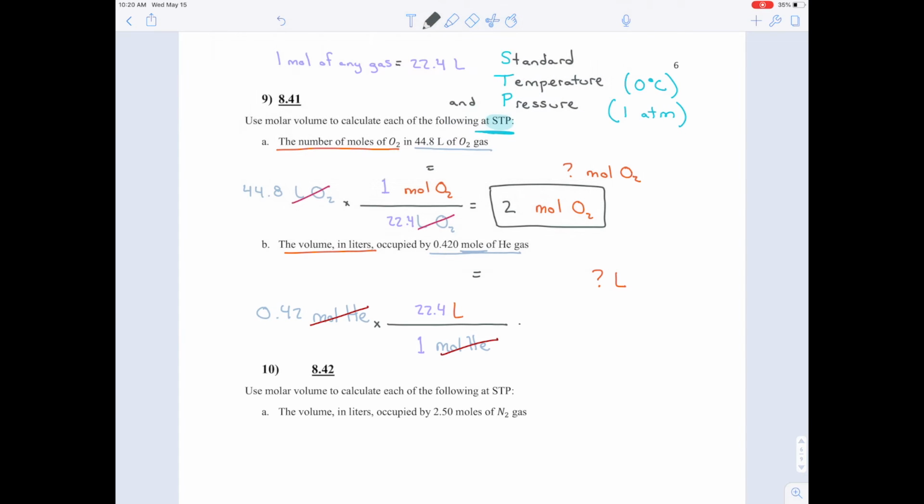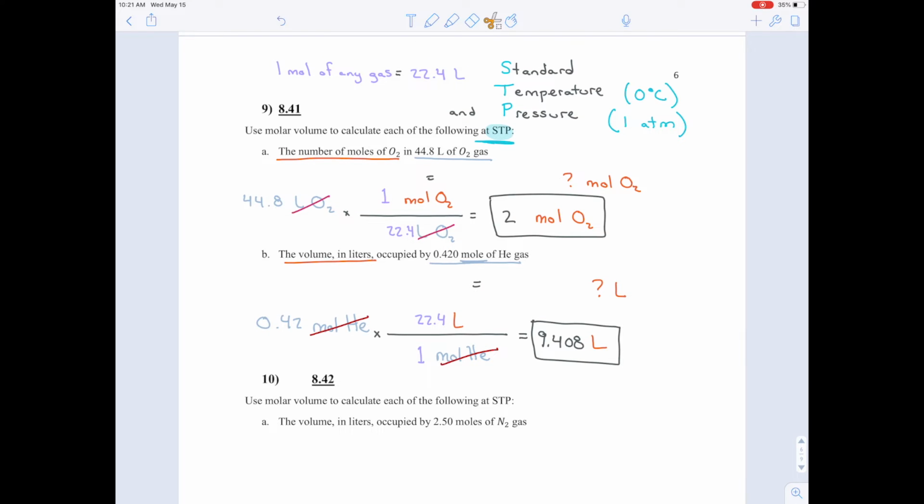And we will be left with liters, which is exactly what we wanted. That's the unit that we're left with on top. All right, so we just have to plug that into a calculator. So we take 0.42 times 22.4, enter, divided by 1, enter, and you should get 9.408. So 9.408 liters, that's the number of liters that would be occupied by 0.42 moles of helium gas at STP.